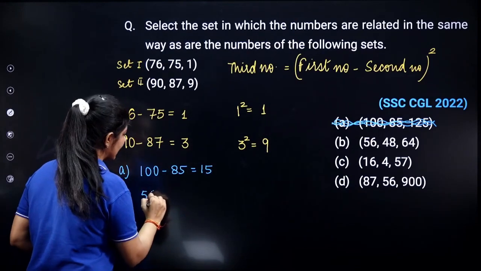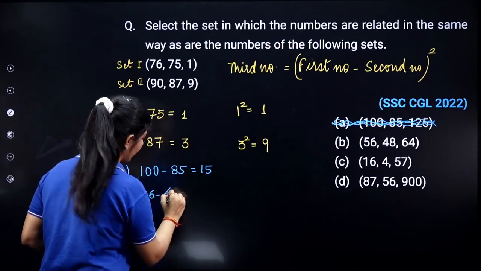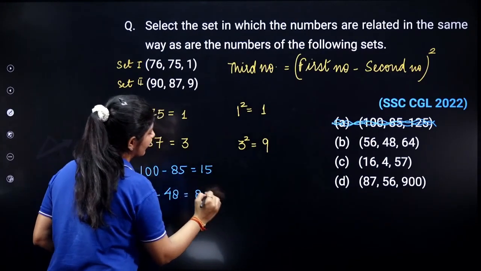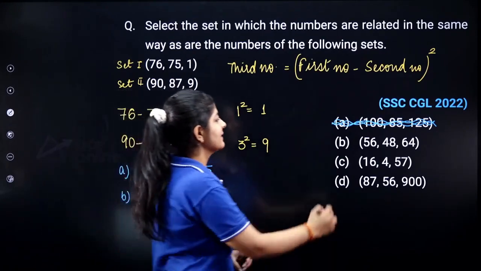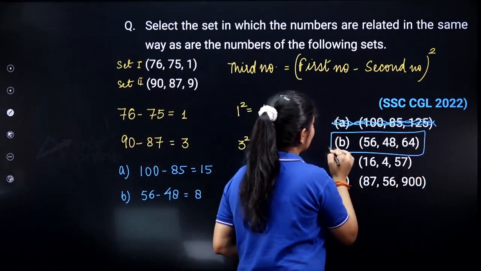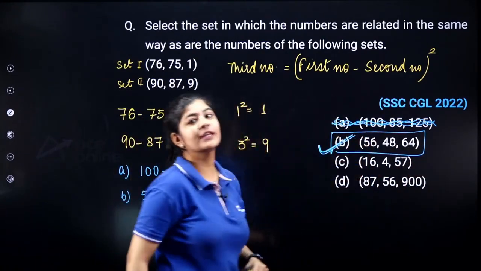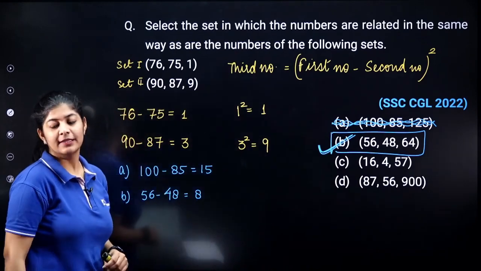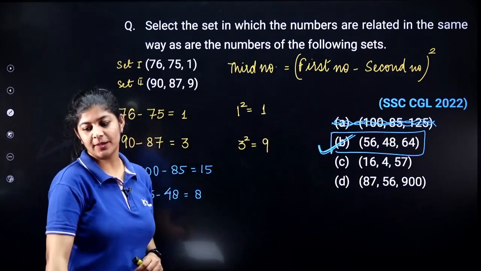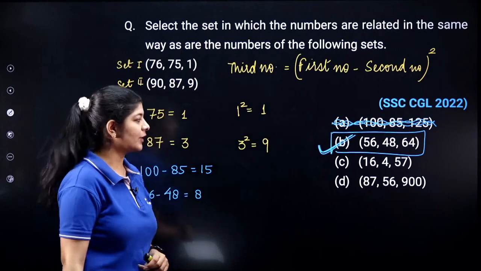5684, 56 minus 48, I am getting 8, and the square of 8 is 64. That means the correct option over here is option number B. Very good, Durgam.